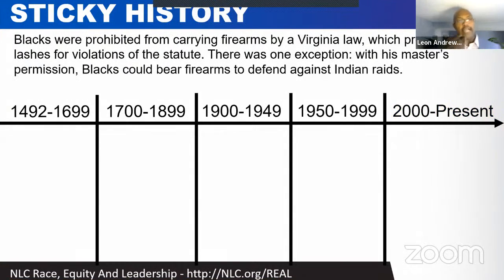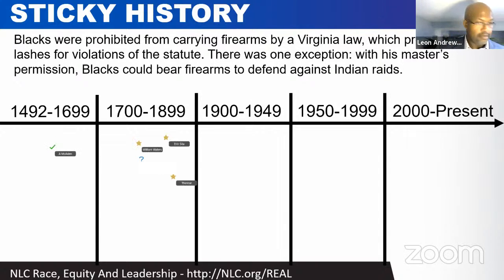This was where Blacks were prohibited from carrying firearms by Virginia law, which prescribed 20 lashes for violations of the statute. There was one exception. With his master's permission, Blacks could bear firearms to defend against Indian raids. So what year did that happen?